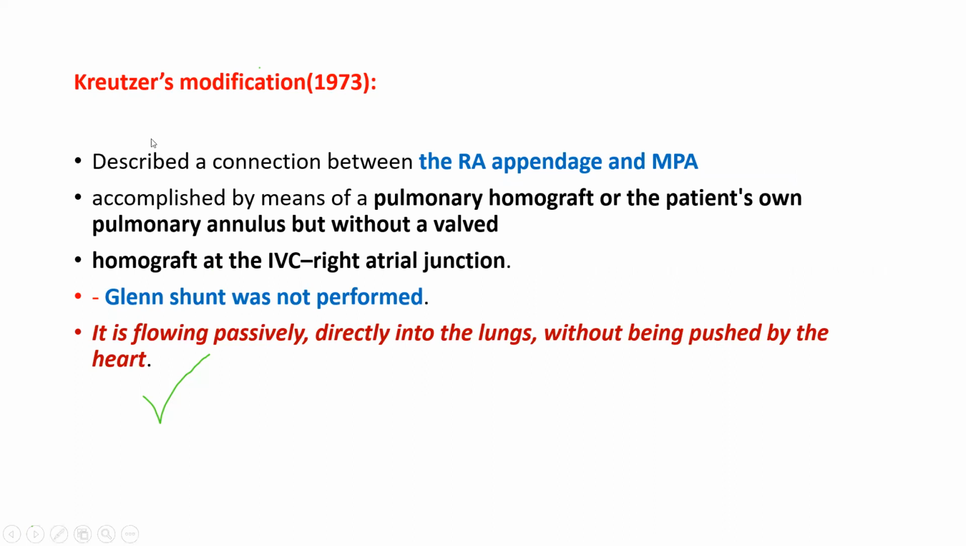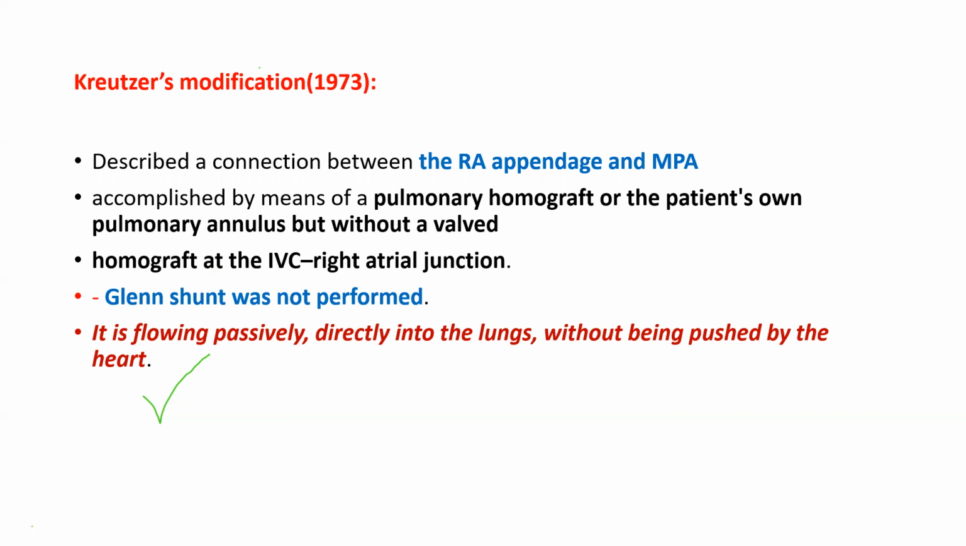Because of that, there was the Kreutzer modification in 1973. It described the connection between the RA appendage and the MPA, accomplished by means of a pulmonary homograft or the patient's own pulmonary annulus, but without a valve, the homograft at the IVC right atrial junction. A Glenn shunt was not performed. It was flowing passively directly into the lung without being pushed by the heart. In the same way, every Fontan circulation is passively flowing, not pushed by the heart.